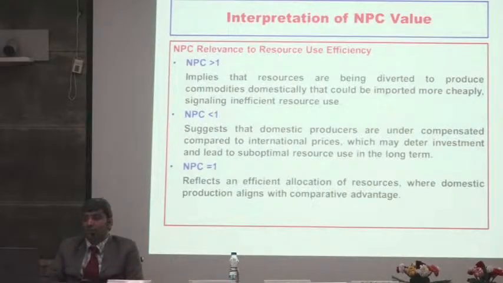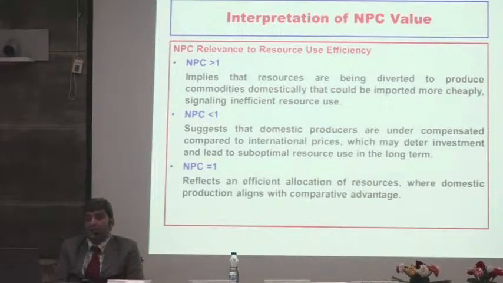Next, we have interpretation of NPC value. If NPC is greater than 1, it implies that resources are being diverted to produce commodities domestically that could be imported more cheaply, signaling inefficient resource use because we can import at a low price. If NPC is less than 1, less than unity, it suggests that domestic producers are undercompensated compared to the international pricing. Undercompensated, not compensated, which may deter investment and lead to suboptimal resource use in the long term.